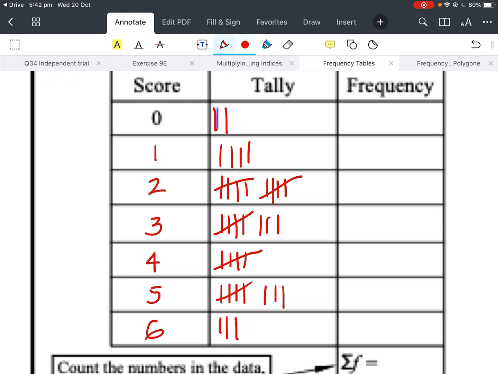So that's how you work out your tally. Now remember, in the frequency column we write the actual number that the tally is. So there was 2 strokes for 0, 4 strokes for 1, 2 happened 10 times, 3 happened 8 times, 4 happened 5, 5 happened 8, and 6 happened 3.